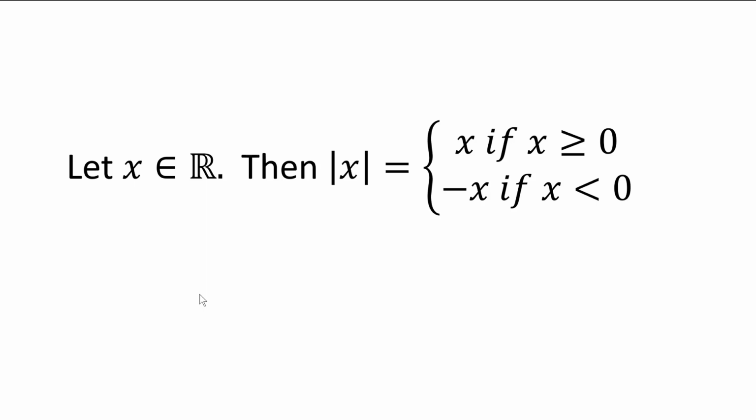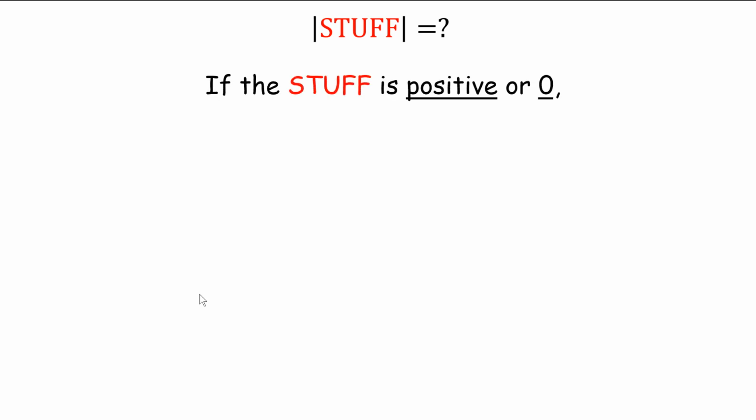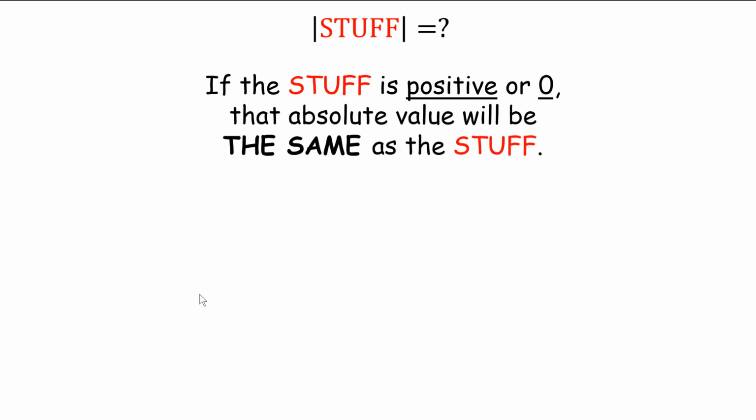If x is a real number, the absolute value of x is equal to x if x is greater than or equal to 0, and it's equal to the opposite of x if x is less than 0. So we talked about the fact that if you have some stuff inside the absolute value sign, and that stuff is positive or 0, then the absolute value of that stuff is just going to be that stuff, because the absolute value sign isn't really going to do anything to it, because it's a positive number, and the absolute value of a positive number is just that number.